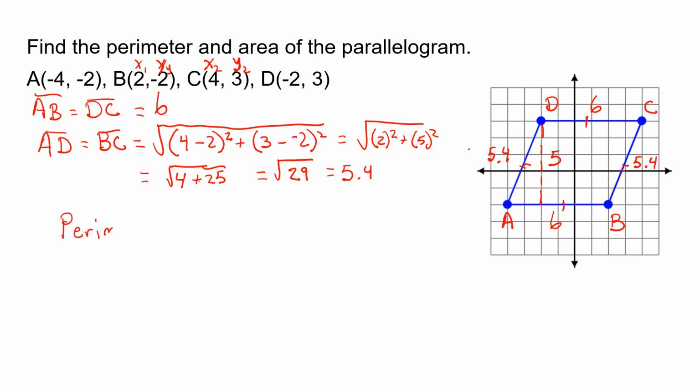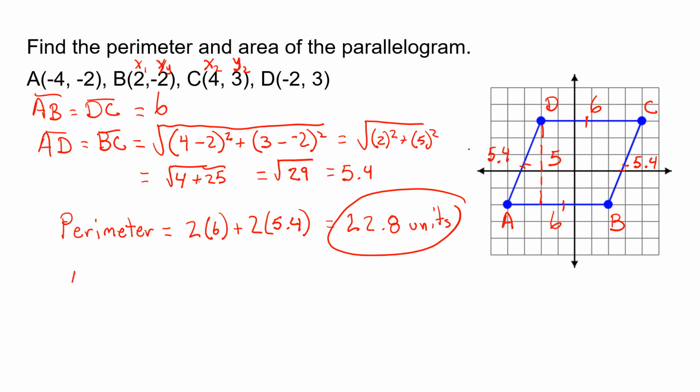The perimeter is just all the side lengths added together. So I have 2 sides of side length 6, and 2 sides with length 5.4. Add those all together: 12 plus 10.8 is 22.8 units. The area is just the base, 6, times the height, 5, which is 30 units squared.